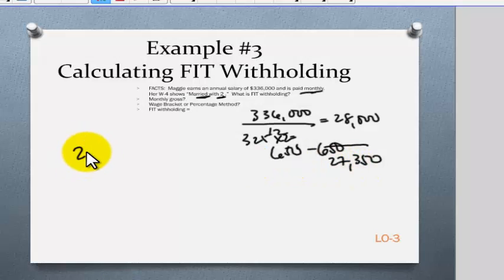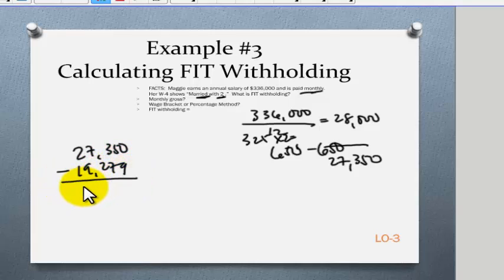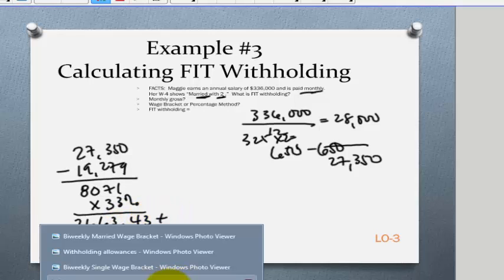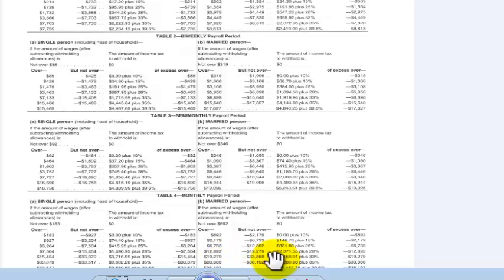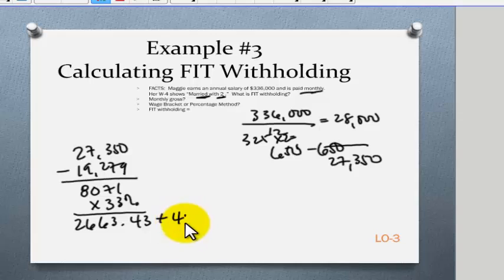Okay, so let's calculate her tax. So we're going to take $27,350 and subtract out that number that they told us, $19,279, and so therefore that gives us $8,071, and then we're going to multiply that by the 33%. When we do that, we get $2663.43, and then remember we have to add in this $4,159.91. So we're going to add that in, $4,159.91.